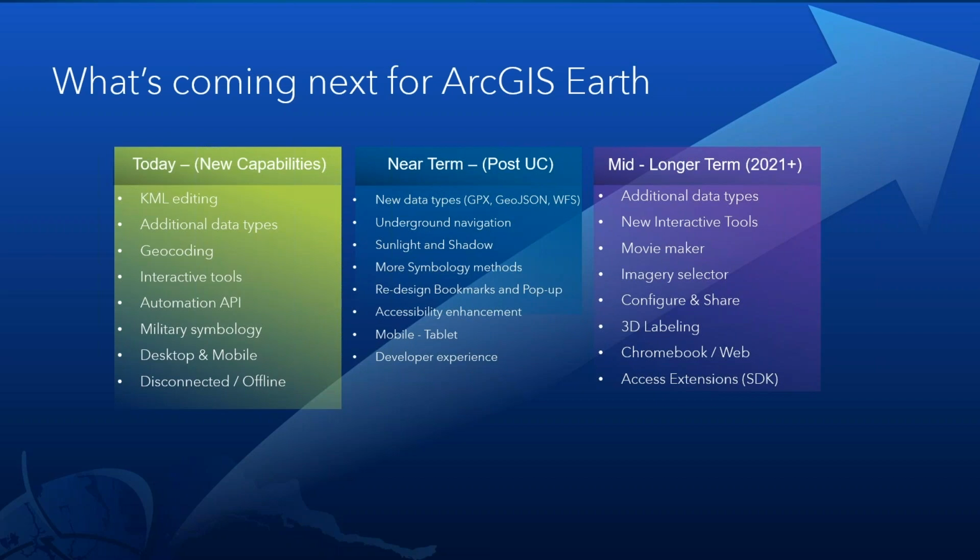We'll have more symbology methods and a redesigned bookmark and pop-up functionality, accessibility enhancements, tablet support, and an updated developer experience. In our mid to longer term, we're looking at adding additional data type support, new interactive tools, movie maker support in the tool, an imagery selector with time slider functionality, the ability to configure and share data back to the portal, 3D labeling, Chrome OS support and web support, as well as an SDK.